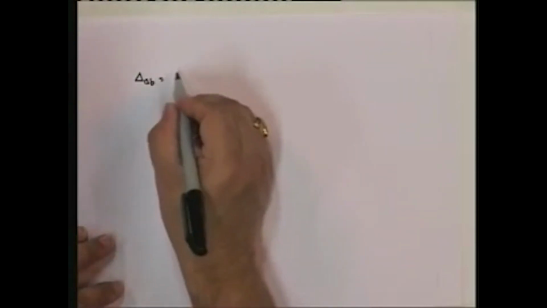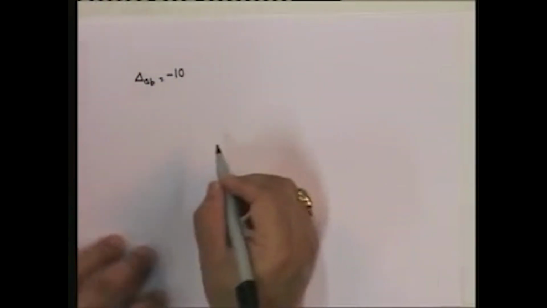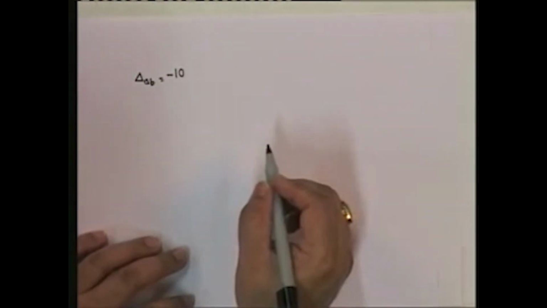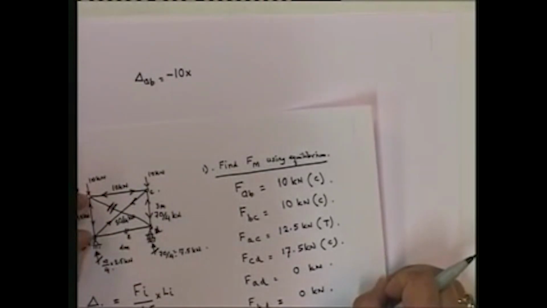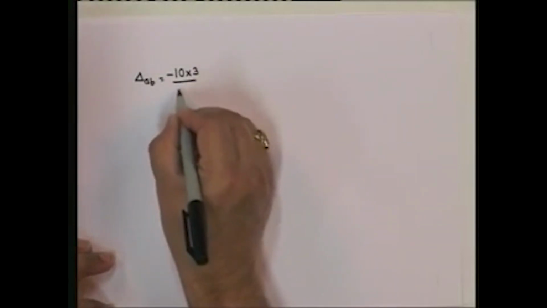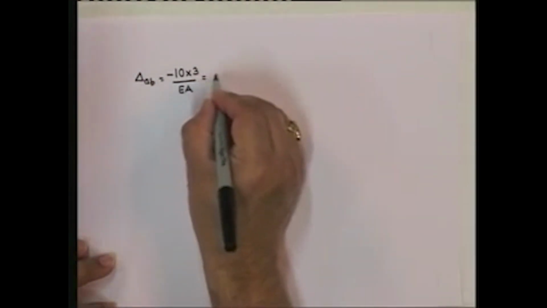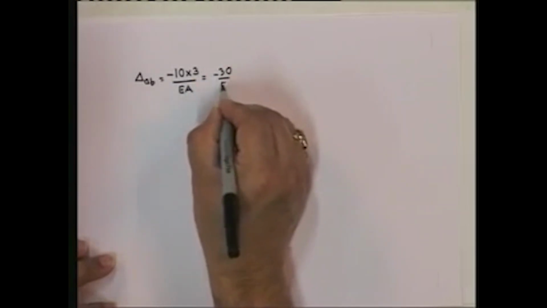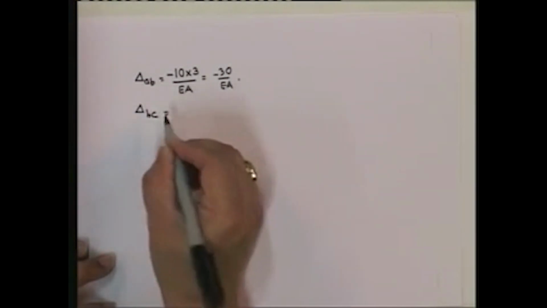AB is going to be equal to 10. Note that I am going to put minus because tension is taken to be positive. So since it's compressive, it's going to be 10 multiplied by Li. What is Li? LAB. Let's look at LAB. What's the length of LAB? 3 meters. So it's going to be 3 divided by, note that I have said that all EA are the same. So delta AB is equal to minus 30 upon EA.